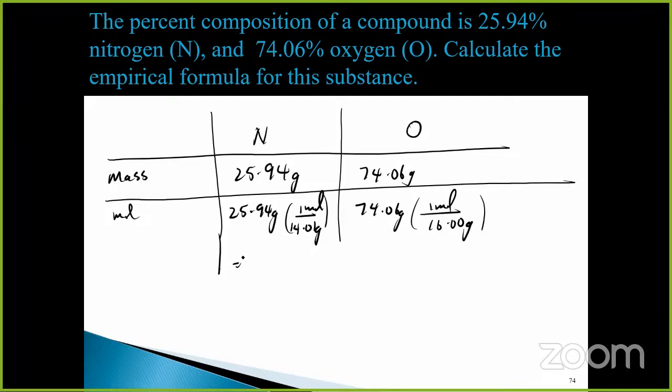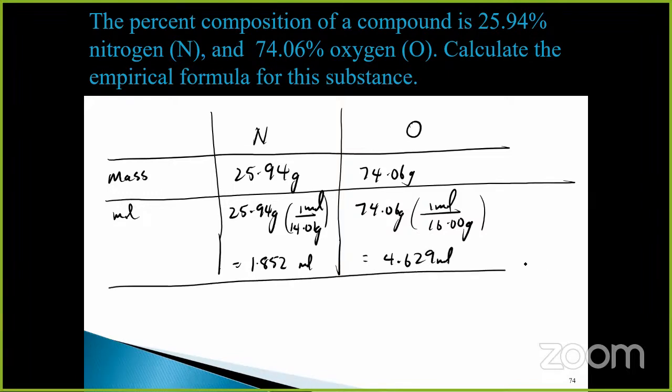Let's do the number crunching here. 25.94 divided by 14.01. So according to my calculation, this works out to be equal to 1.852 moles. And then in the case of oxygen, 74.06 divided by 16. And according to my calculation, this is 4.629 moles, all right?